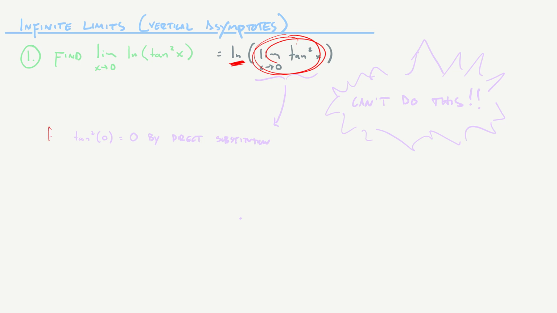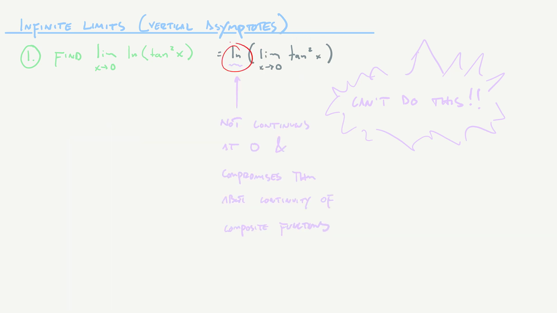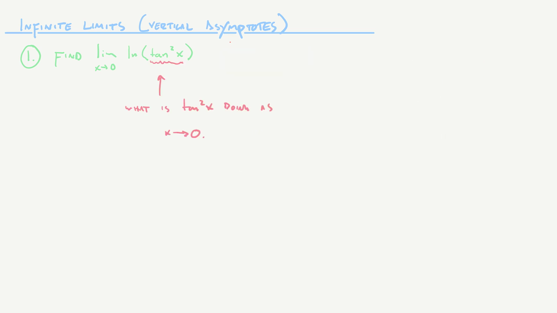But the limit as x approaches 0 of the tangent squared of x is just 0. Is equal to 0. Okay, that's just by direct substitution. Well, the natural log is not continuous at 0, so we actually can't use that limit law. We can't use that continuity theorem for composition functions. So instead, we have to work around this in a pretty cool way. We're going to do some kind of substitution here. But the main question is, what is this function doing as x approaches 0? That's what I need to figure out.